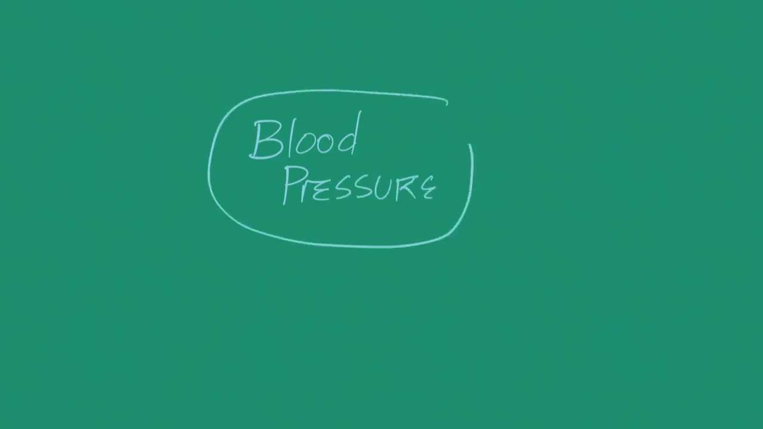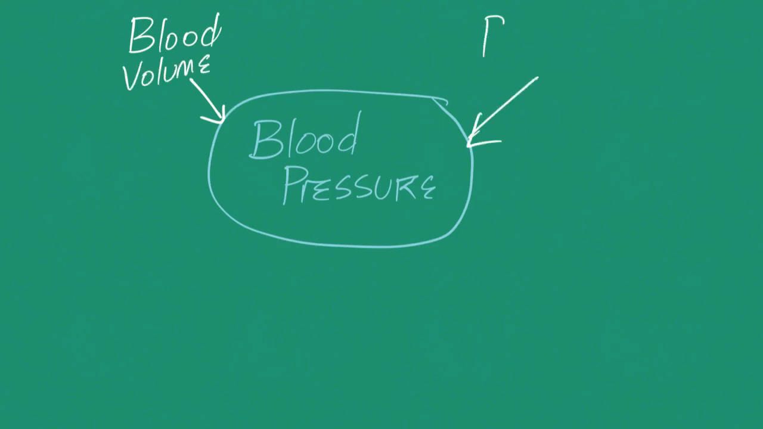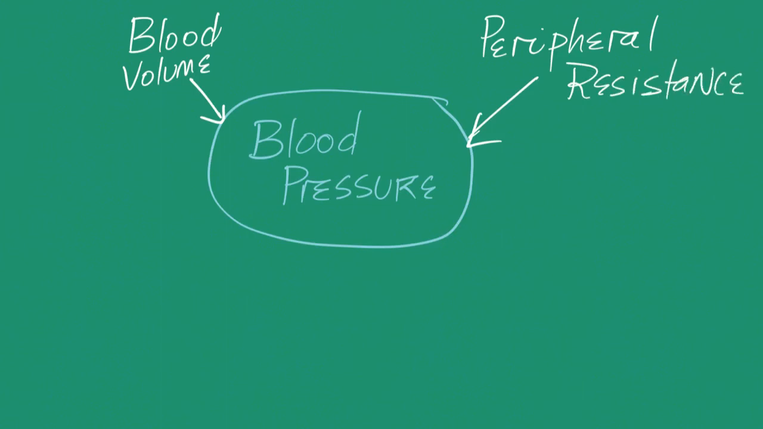Now that we have learned about resistance, let's apply that to blood pressure. There are two main factors that affect blood pressure. They are blood volume and peripheral resistance. When blood volume increases, blood pressure increases as well. So the more blood you have, the greater the pressure. When peripheral resistance increases, it also increases blood pressure. Peripheral resistance is the same as the resistance that we studied earlier.